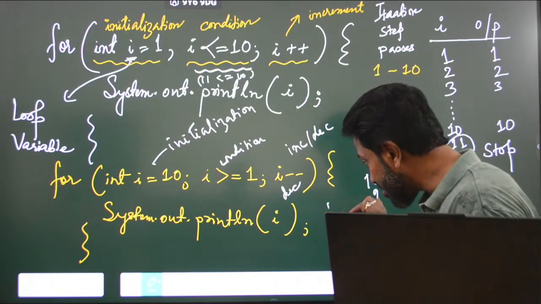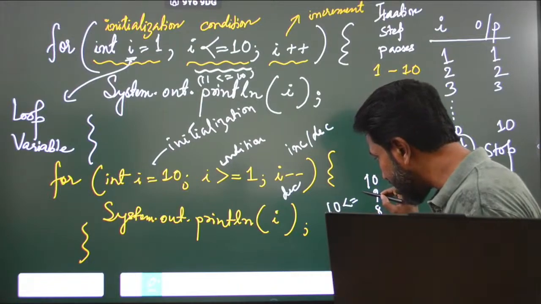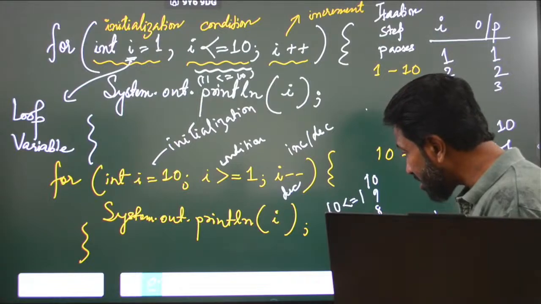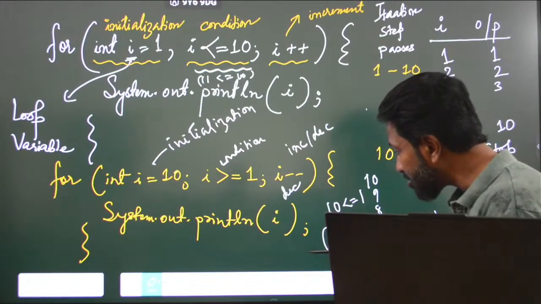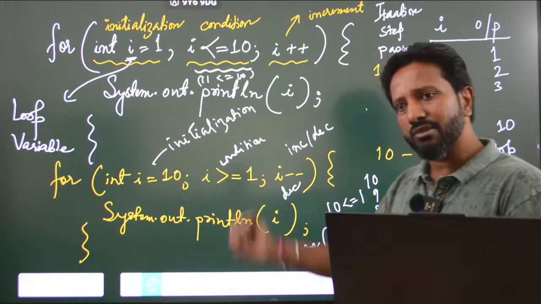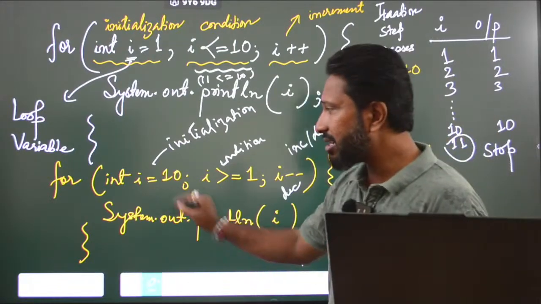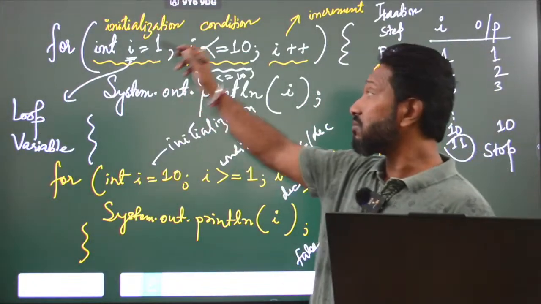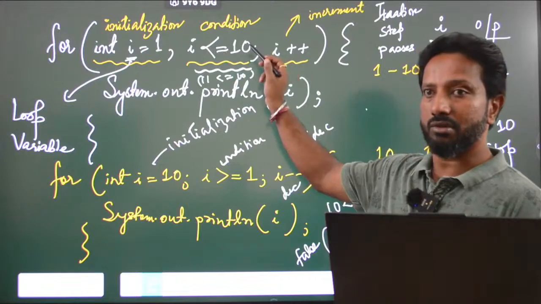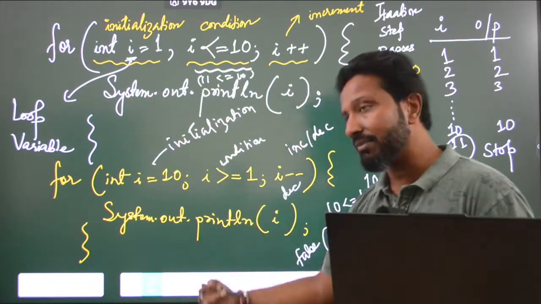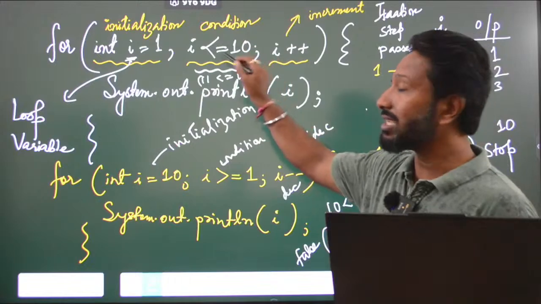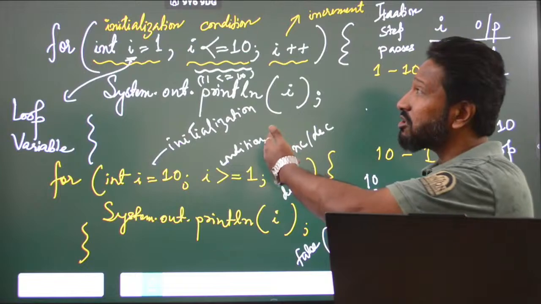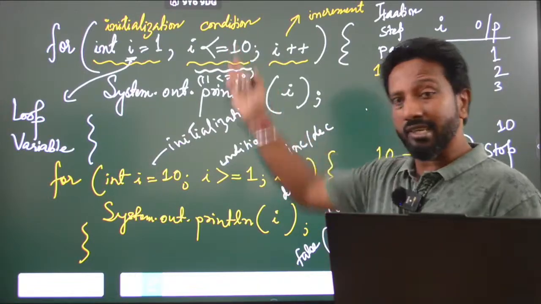If I write less than equal to, 10 less than equal to 1, what happens? 10 is not less than 1, 10 is not equal to 1. So ultimately this will become false. It will not execute at all, correct? It will just print 10 and come out. So when you are traversing in ascending order, we should write less than equal to. For descending order traversal, we will write greater than equal to, and sometimes there might be scenarios where you are changing this, but I hope you understood why I have written it like this. Clear?